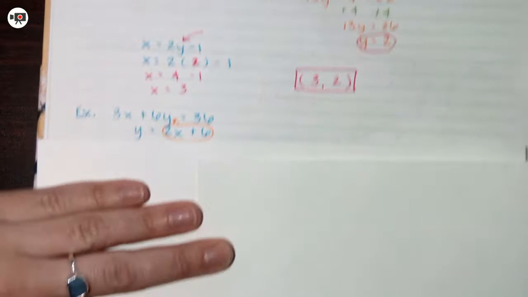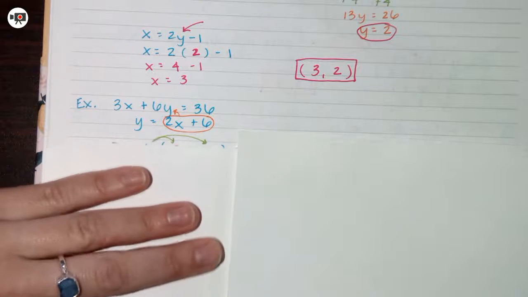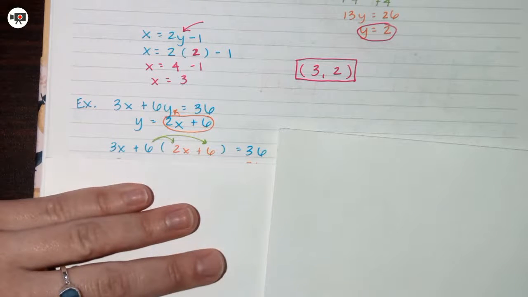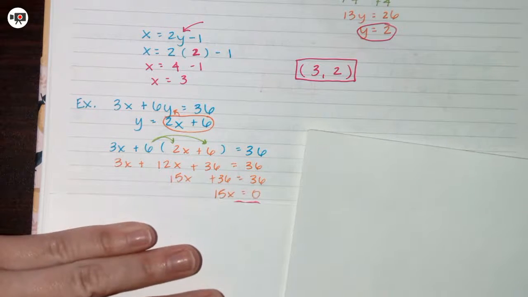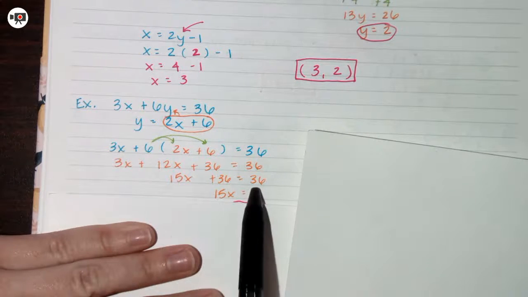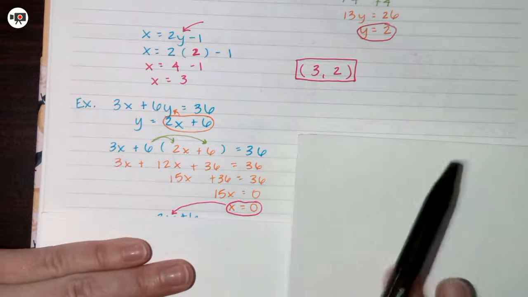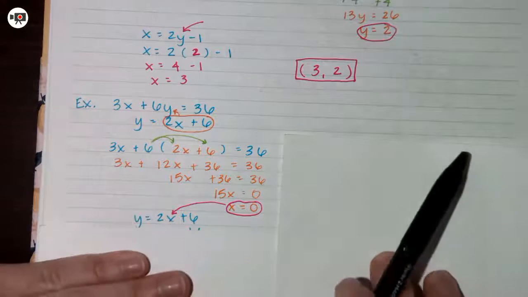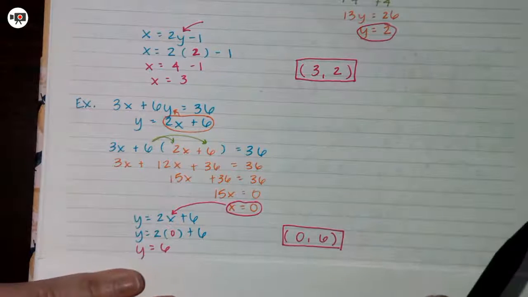And here's one more example. 3x plus 6y equals 36, and y equals 2x plus 6. I have a y equals, so plug it in, and I get 3x plus 6 times (2x plus 6) equals 36. Now I'm going to solve for x, and 3x plus 12x is 15x, plus 36 is 36. Subtract the 36 over, x will equal 0, plug in 0 to an original equation, and y equals 6. So my point is 0, 6.